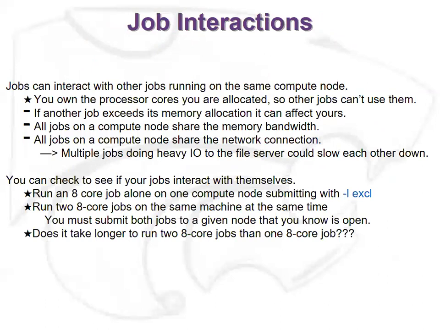You can see some job interactions. So if you're running on 8 cores and someone else is running on 8 cores in the same machine, that can affect your job. We really don't see too much of this, but let's say you're on an ELF where there's 10 gigabits to the file server and you might be conflicting with another job that's also pounding heavily on that same 10 gigabits. So you might only get half that.